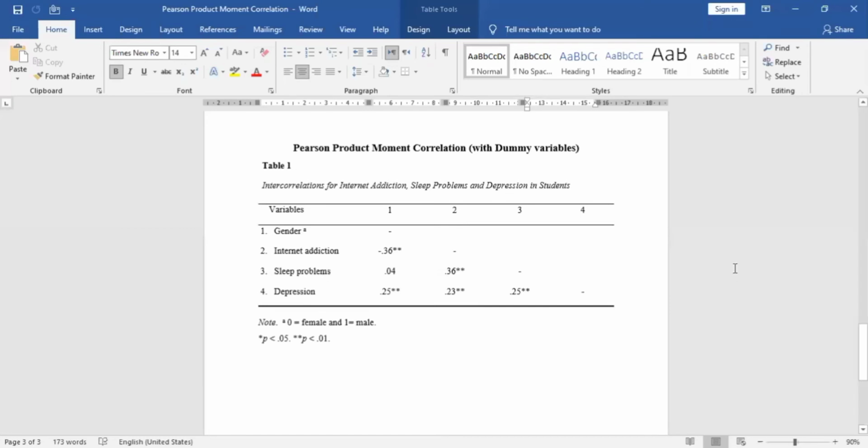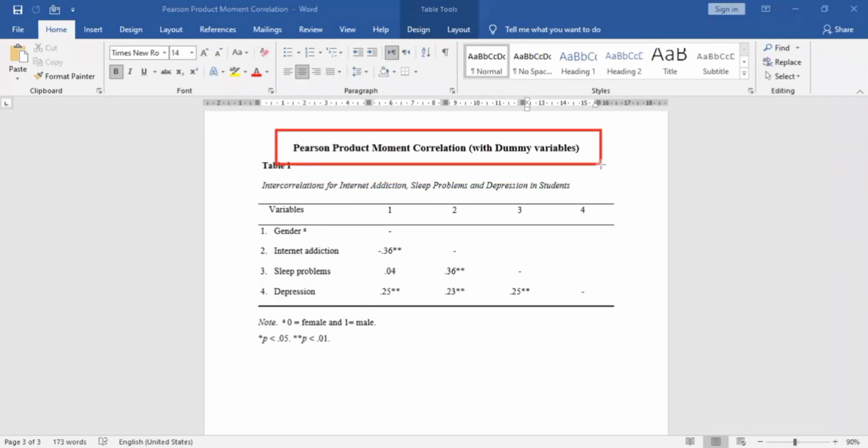And when you have a correlation table with a dummy variable, most of the time students have dummy variables in their research, but they do not know how to write a dummy variable in the correlation table. So here is the sample. The correlation table will be the same.